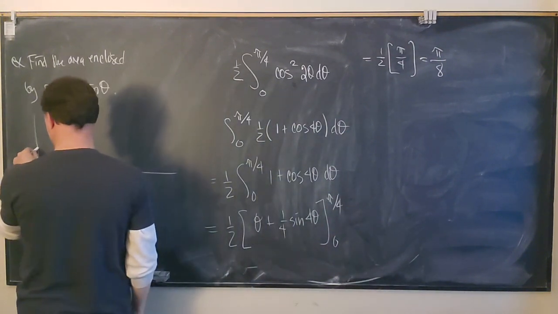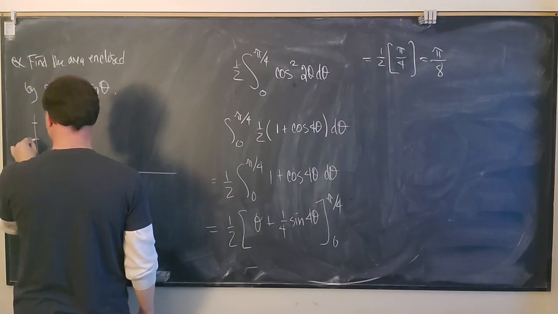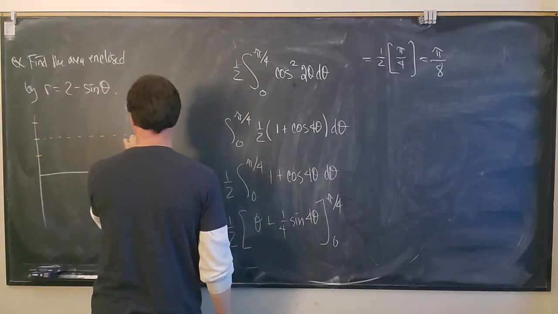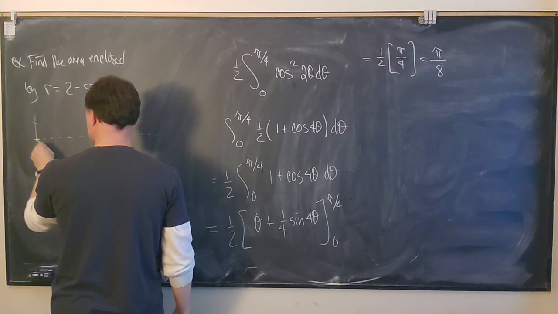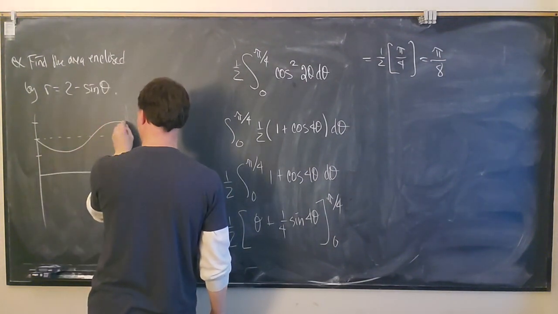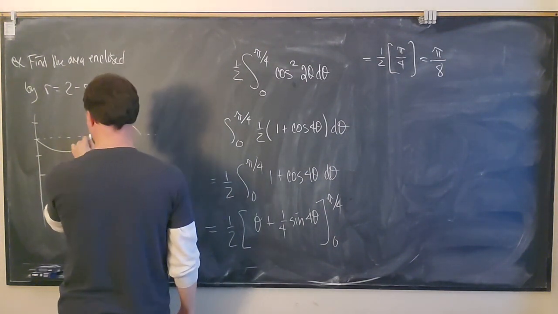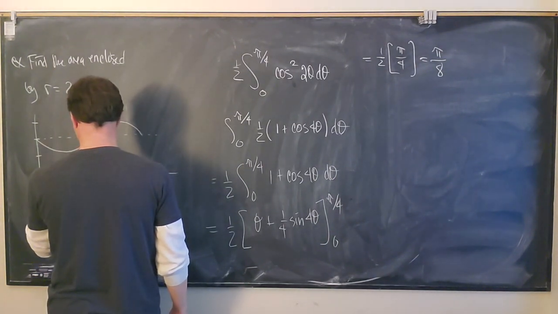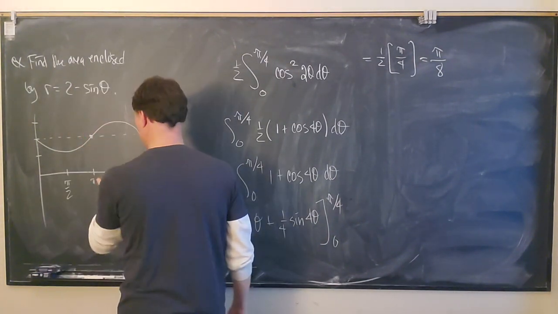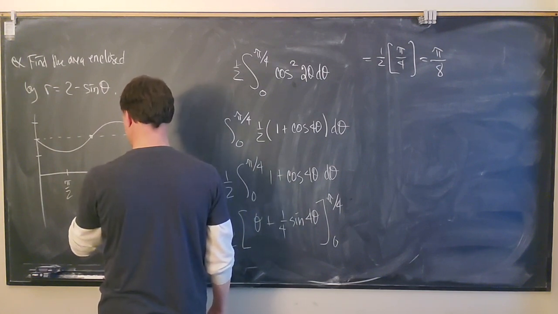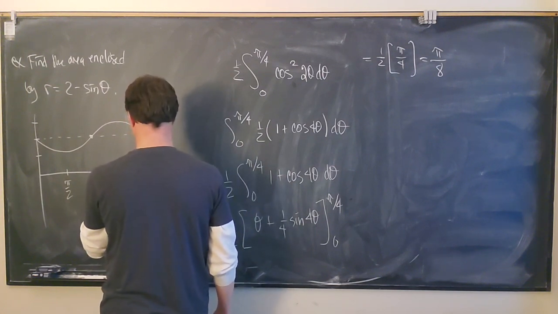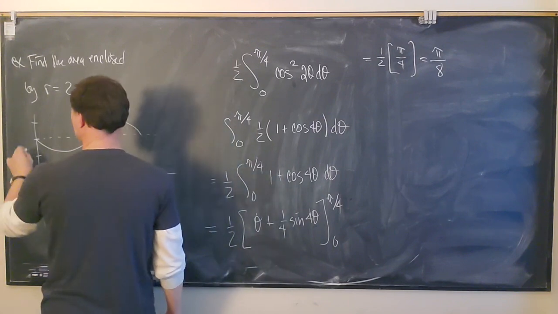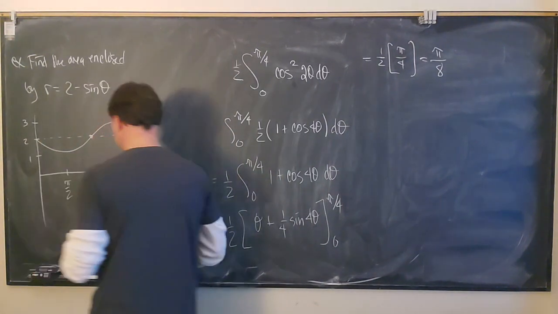So let's say 1, 2, 3. So it's going to be an upside down sine curve. So that's at pi over 2. That's at pi. The top point there is at 3 pi over 2. And then 2 pi's right there. That's a 1, 2, and 3.